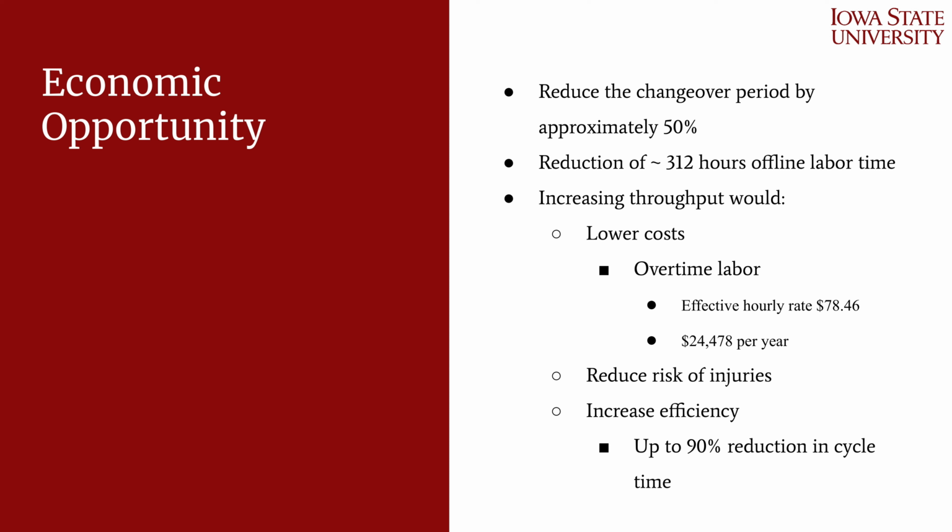First, we believe that we can reduce the changeover period by approximately 50%, which would help increase the throughput of the machine, which is one of our objectives. Additionally, with the current inefficient method of programming, it's taking about 312 hours of offline labor, and this is on overtime pay. Reducing that would significantly cut their labor costs. Additionally, increasing the throughput of the machine would lower costs for the facility as a whole, with the overtime labor cost going into that and the longer cycle times for parts that were hand trimmed versus CNC trimmed.